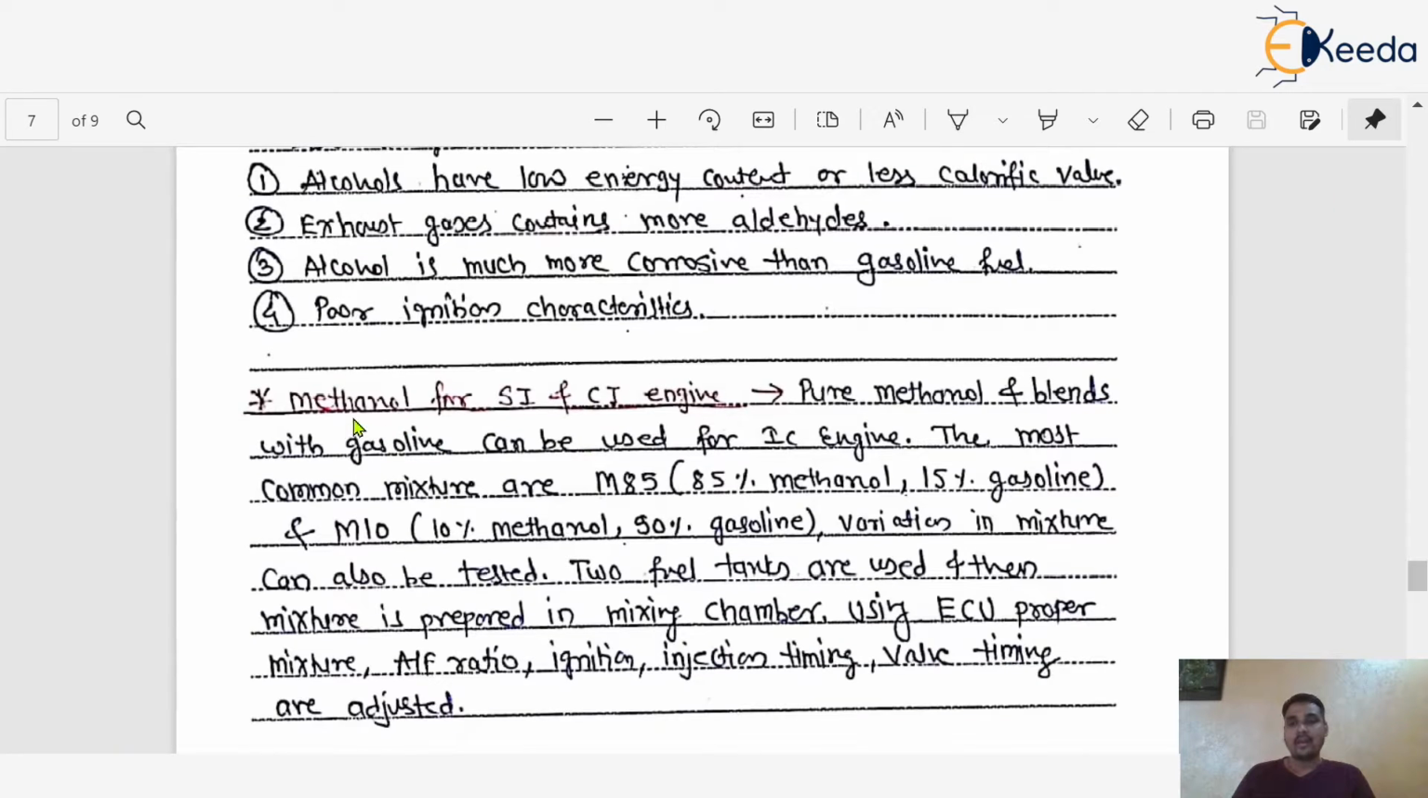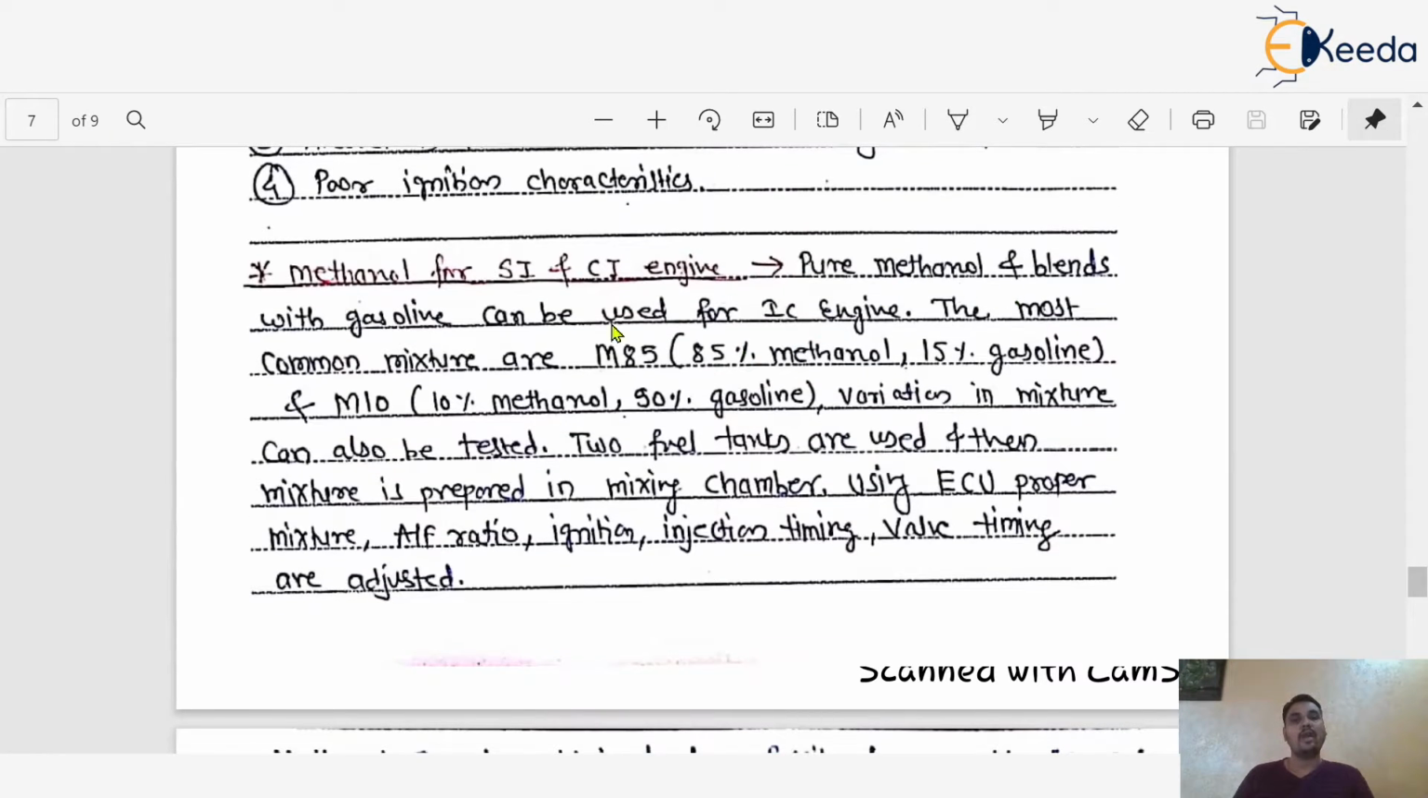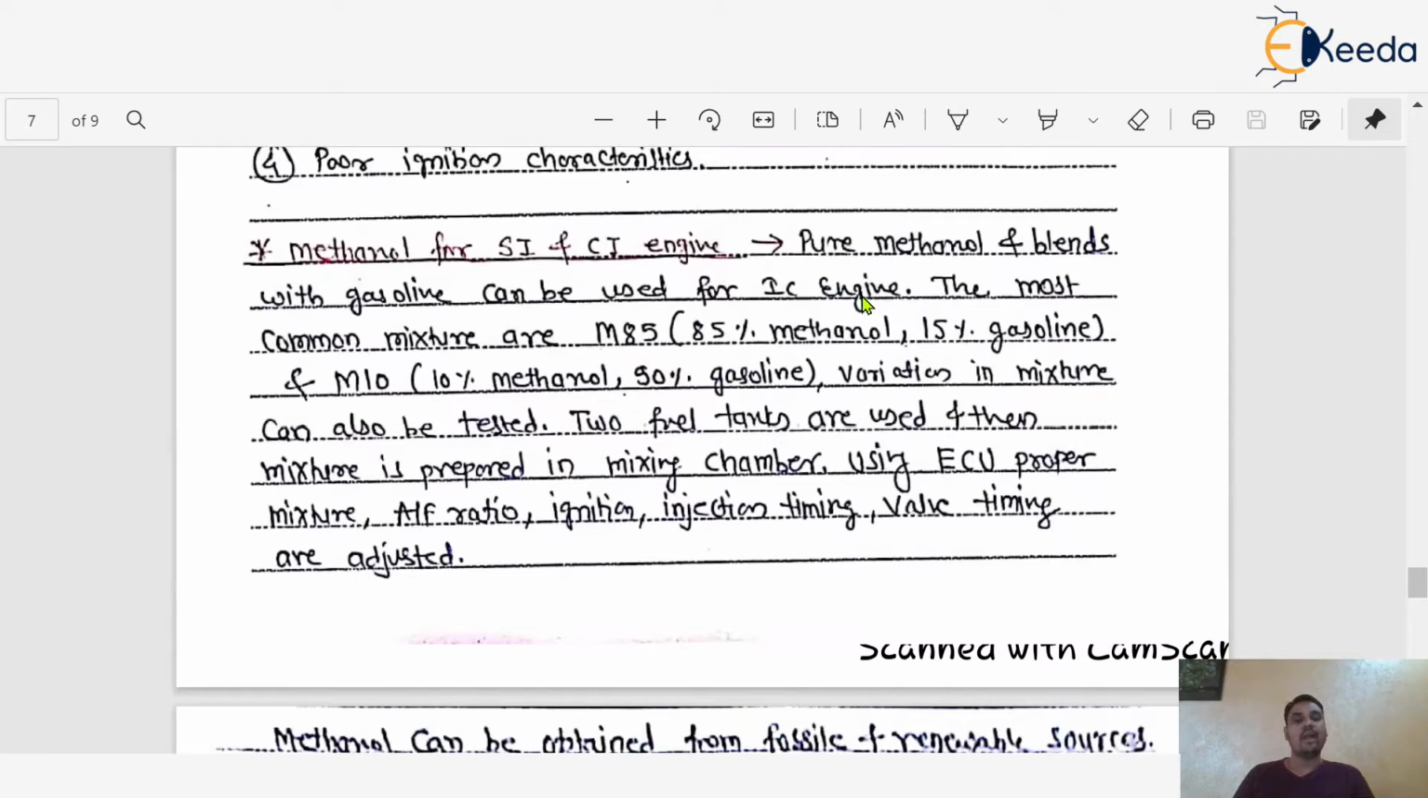Now, the use of methanol for SI and CI engines and its suitability as a fuel. Pure methanol and blends with gasoline can be used in IC engines. A blend means we mix an amount of methanol with gasoline, that is, petrol, and it can be used in IC engines. The most common mixtures are M85, meaning 85% methanol and 15% gasoline, and M10, that is 10% methanol and about 90% gasoline. Variation in the mixture can also be tested.